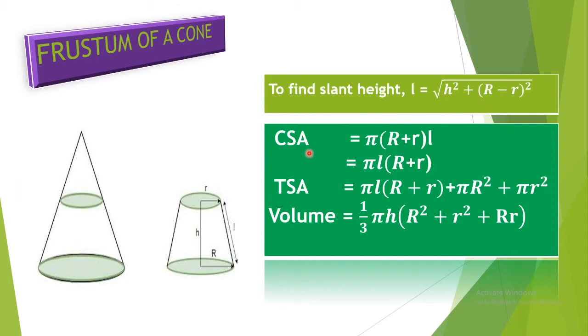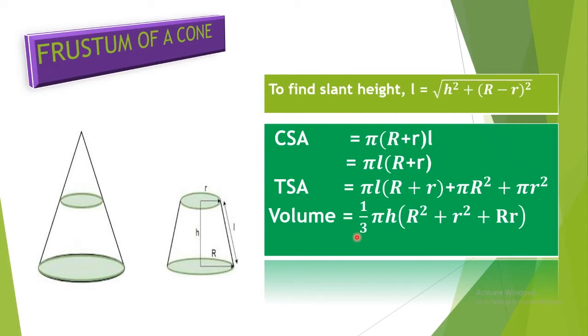So moving on to curved surface area. The curved surface area is nothing but pi (R plus r) into L, or we can consider it as pi L (R plus r). Now TSA. TSA is nothing but curved surface area plus area of top and area of bottom. So CSA is pi L (R plus r) plus area of top and bottom. The area of the bottom circular shape is pi R square, and the area of the top is pi r square. So pi capital R square plus pi small r square.